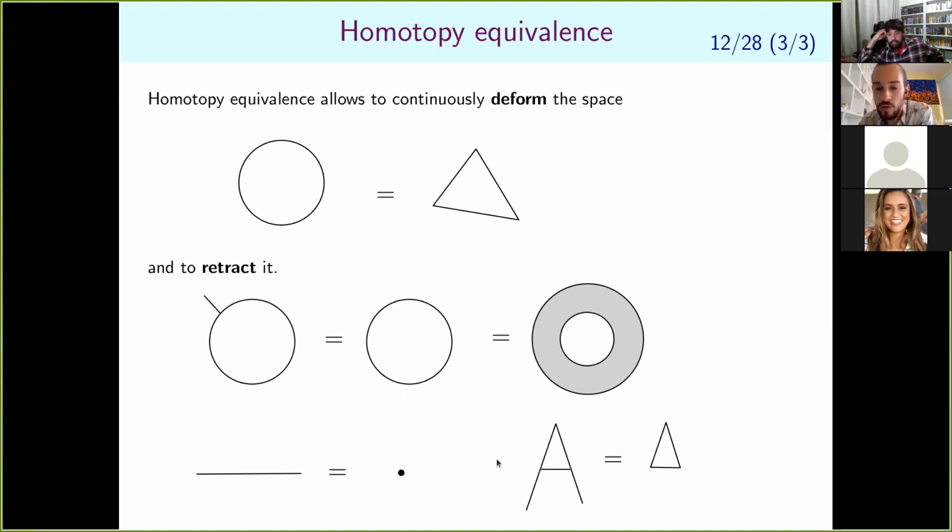And so if you follow me, you can understand that the letter A is homotopy equivalent to a triangle, which is also homotopy equivalent to a circle. So the letter A is a circle.